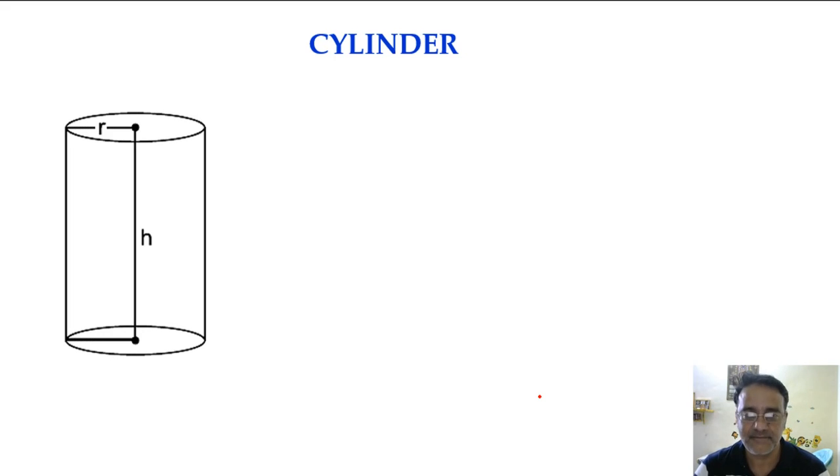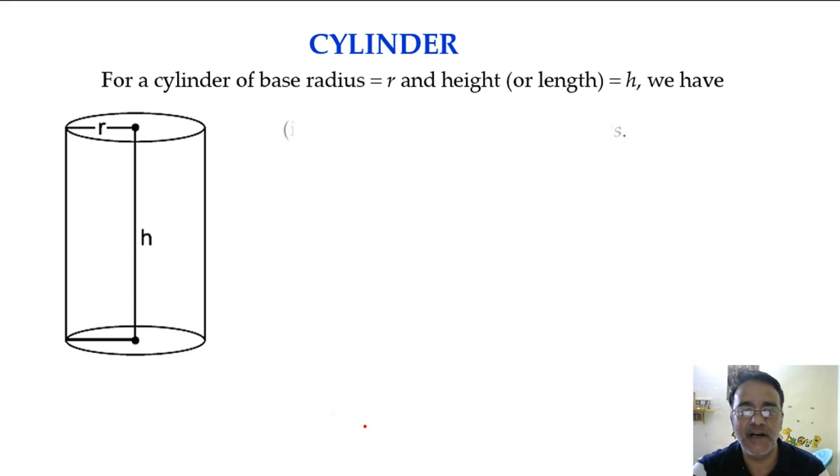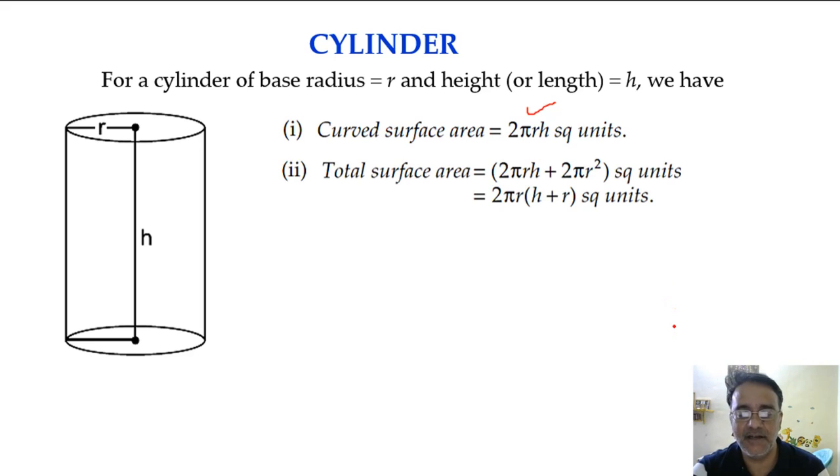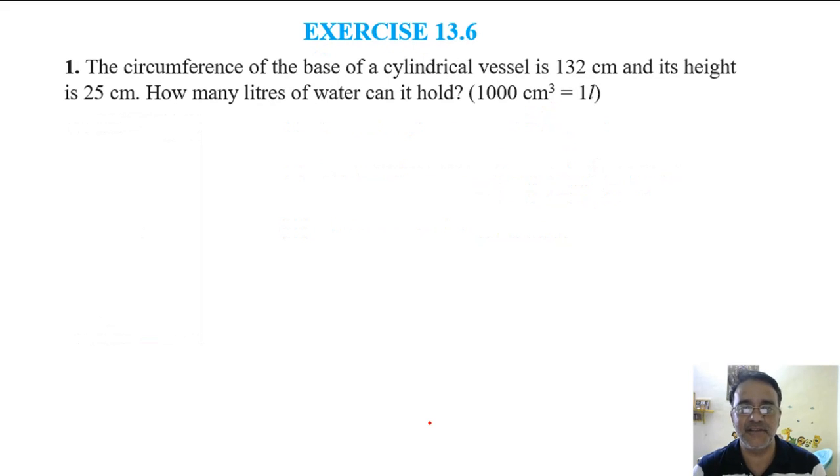So let us recapitulate the formula of cylinder. What is the curved surface area of cylinder? 2 pi r. No, 2 pi r is the circumference of the base. 2 pi r h. Yes, 2 pi r into h. What is the total surface area? 2 pi r into r plus h. Very good. What is the volume? Pi r square h. Right, pi r square h, area of base into height. Okay. So now we'll start with the first question of exercise 13.6.